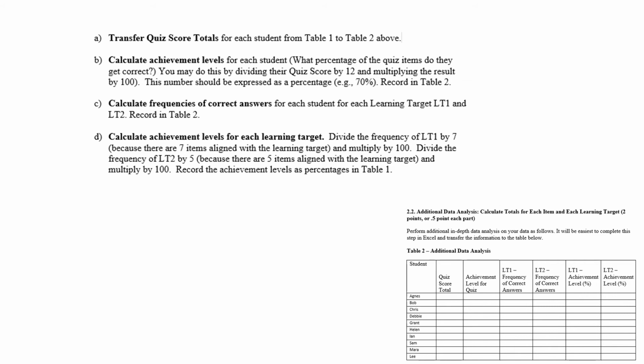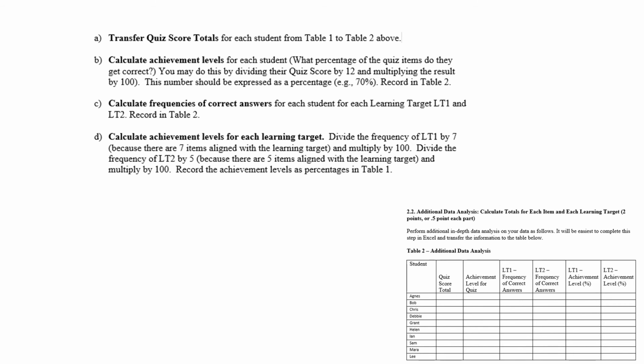Finally, in the last 2 columns, you're going to convert those scores into achievement level percentages. So look under Learning Target 1, Achievement Level Percentage. For Agnes, if she got 7 out of 7 right, you probably know that's 100%, but the math is 7 divided by 7, because there are 7 items for each learning target, is 1, times 100 is 100%.